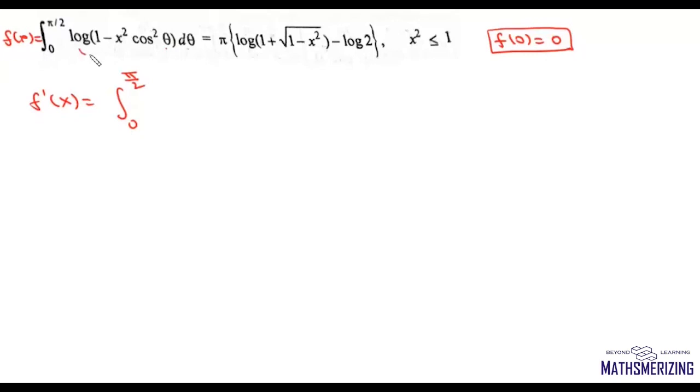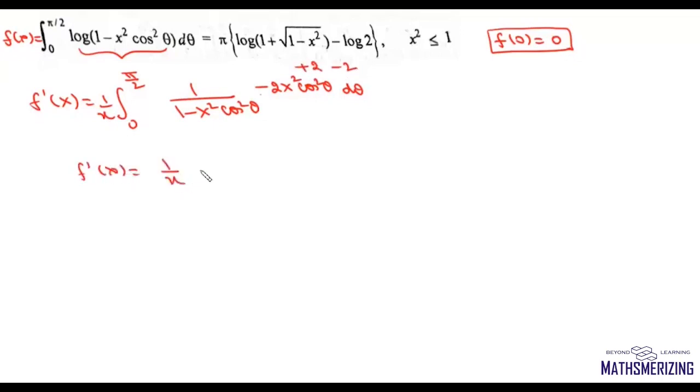Now we have to differentiate this function partially with respect to x. If we differentiate this function partially with respect to x, we'll write this as 1 upon 1 minus x square cos square theta into minus 2x cos square theta d theta. Now what we'll do is multiply it with x and divide it with x, and then we'll add 2 and subtract 2. So we can write this function f dash x as 1 by x, this integral from 0 to pi by 2.